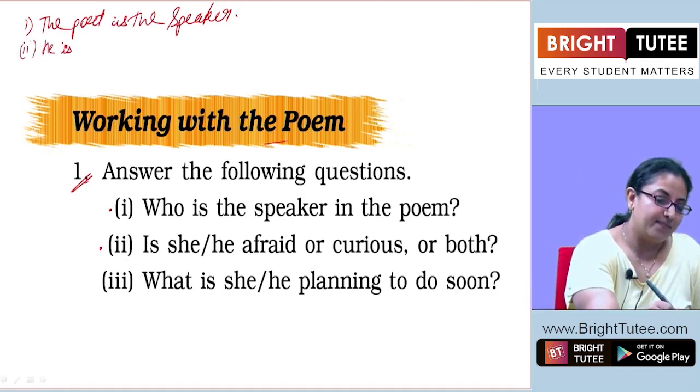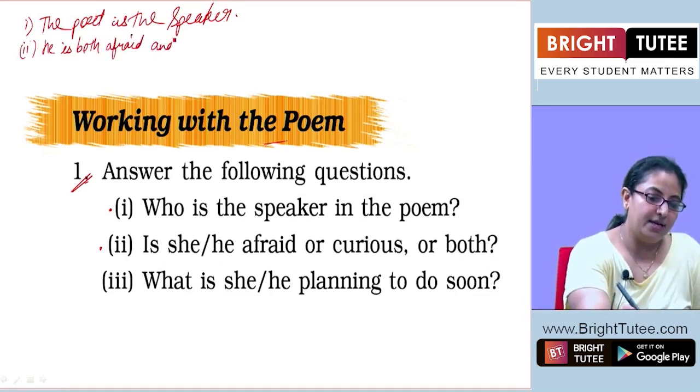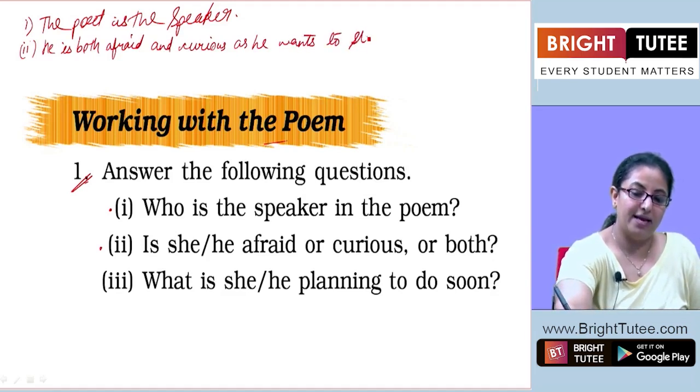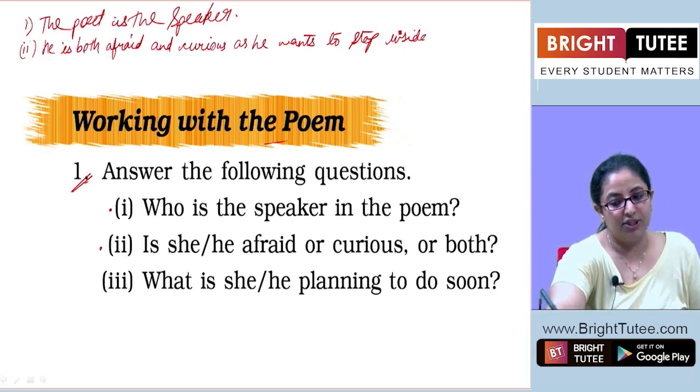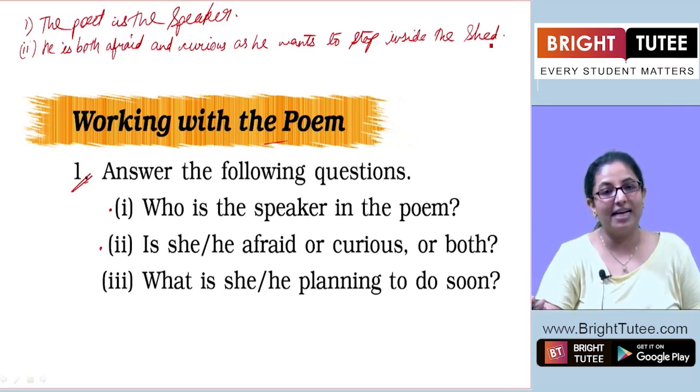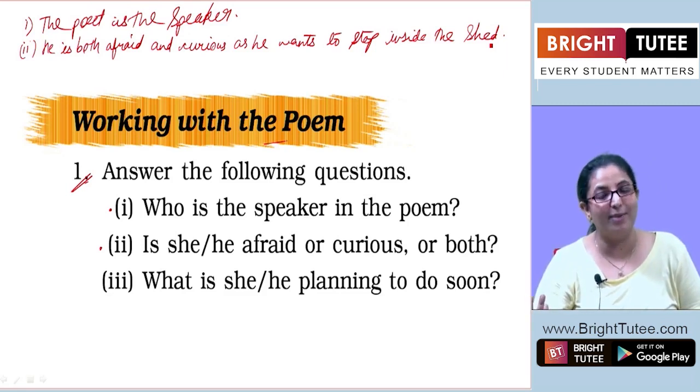He is both afraid and curious, as he wants to step inside the shed. He is afraid for sure because he says, I will go there someday, but not as of now. But he is curious, he wants to know. That is why every time he is saying, I'll peep in through the window for sure. I will enter the door, I will open the door for sure. Someday he wants to do it, but he is not sure when because he is afraid probably.